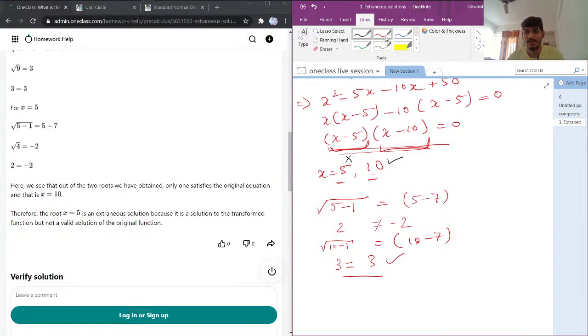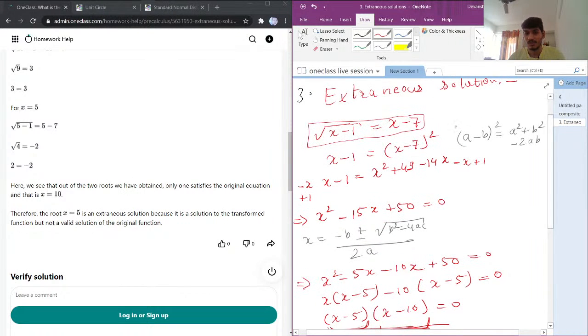Why is this happening? Because when we squared this equation, we actually changed the domain. So basically in this equation there is a domain of x. For a set of values of x only, this equation is satisfied. But when we squared the equation, it changed into a different equation, and this is the different equation which we obtained by squaring.